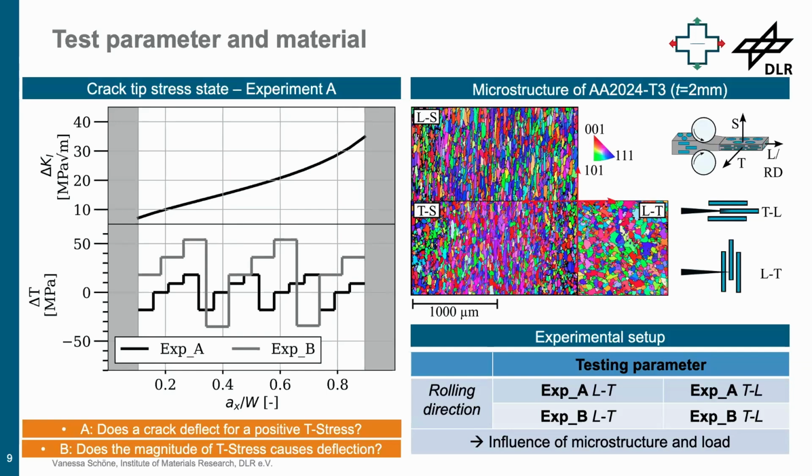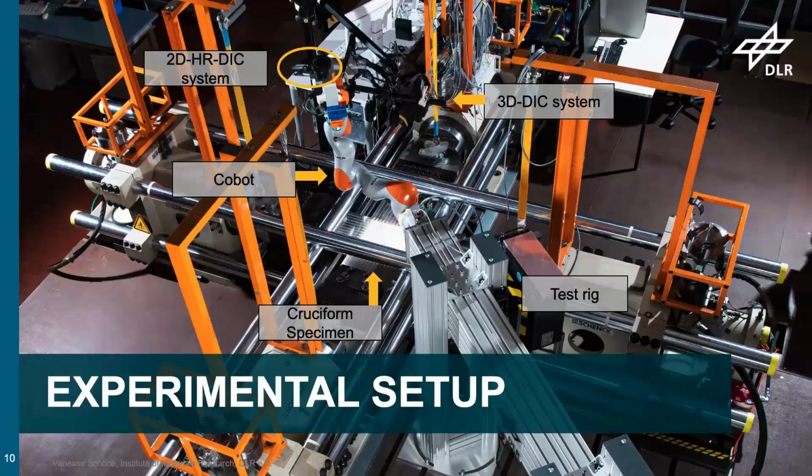But we increased delta T to a higher magnitude, so that there was only positive T stress. In total, we performed 4 experiments to outline the role of the microstructure and the load condition on the crack path. There you can see our experimental test rig.